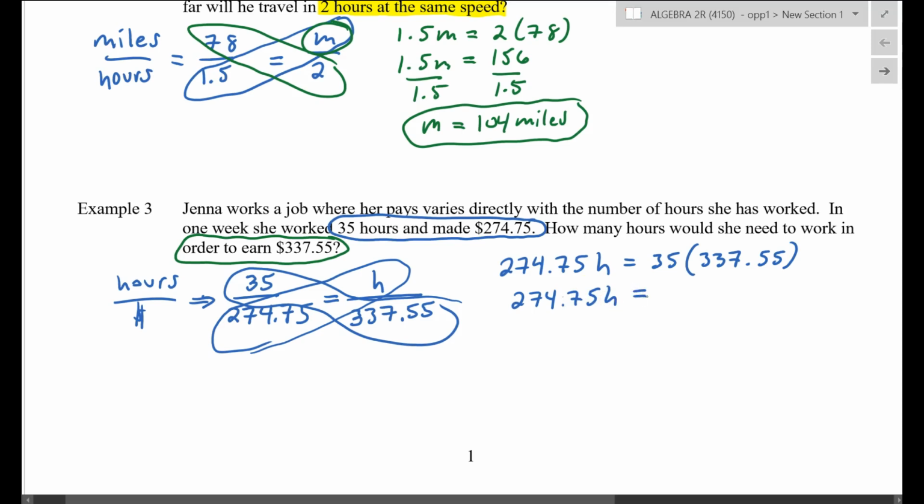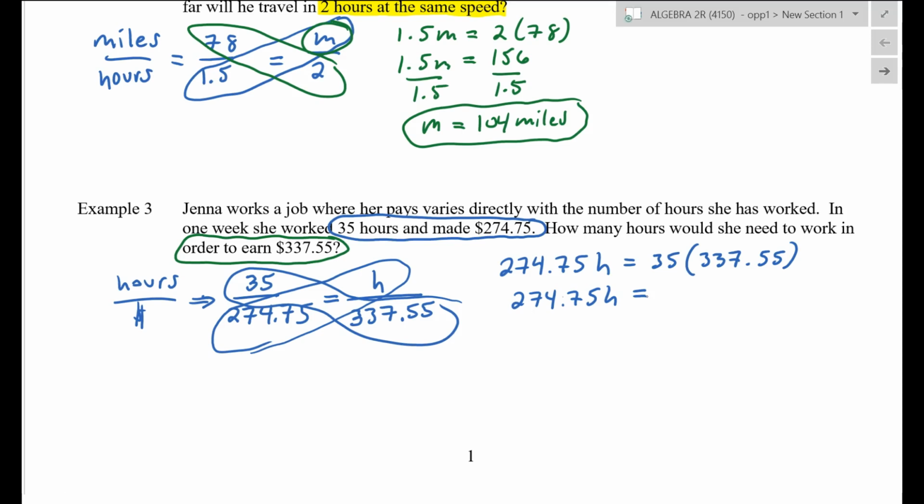What do we get for 35 times 337.55? Nobody wants to share that with me? Really? Please? You guys are mean. I share, look at all the information I share with you, Cam. I share all this information with you. You can't share one multiple of numbers? Thank you, Aiden.